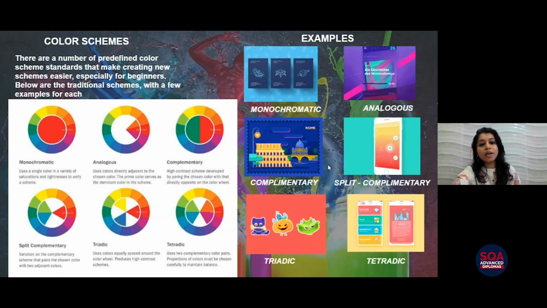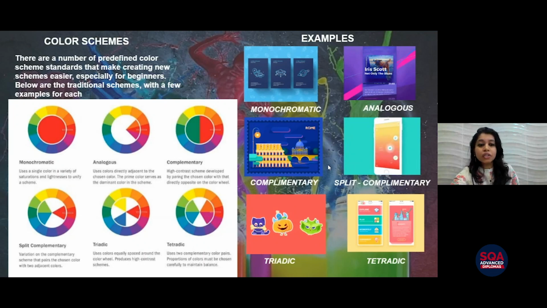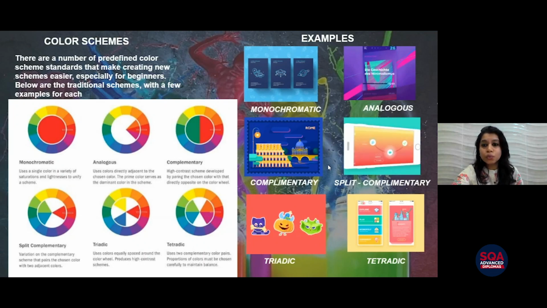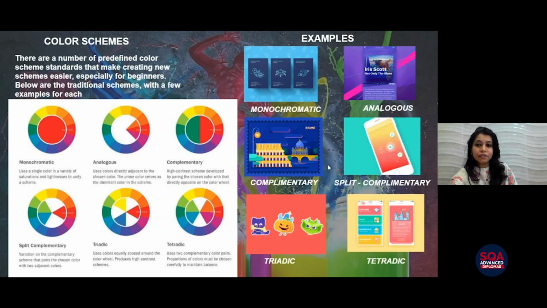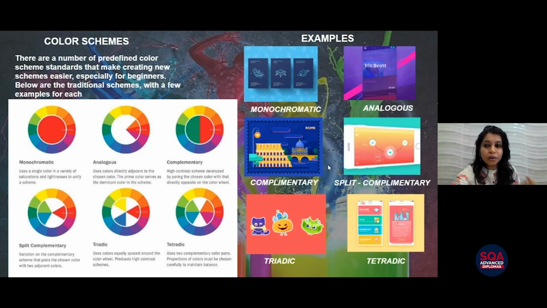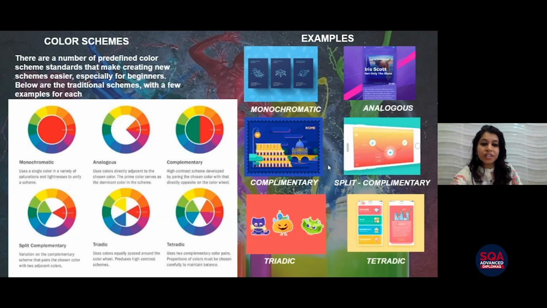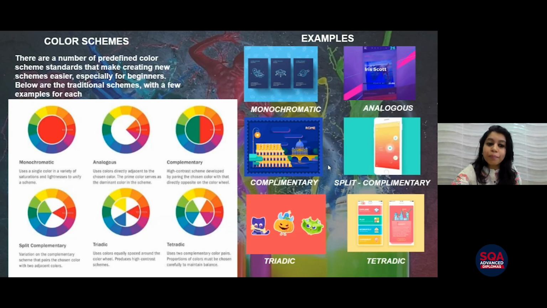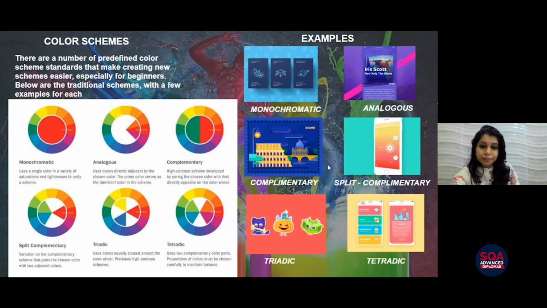Now, analogous colors are the ones which are adjacent to the colors that we choose. Say, for example, if I look at the color wheel, you can see that one or two colors are the immediate ones there in the color wheel. So, for example, red and orange, red and purple. These are examples of an analogous color scheme.